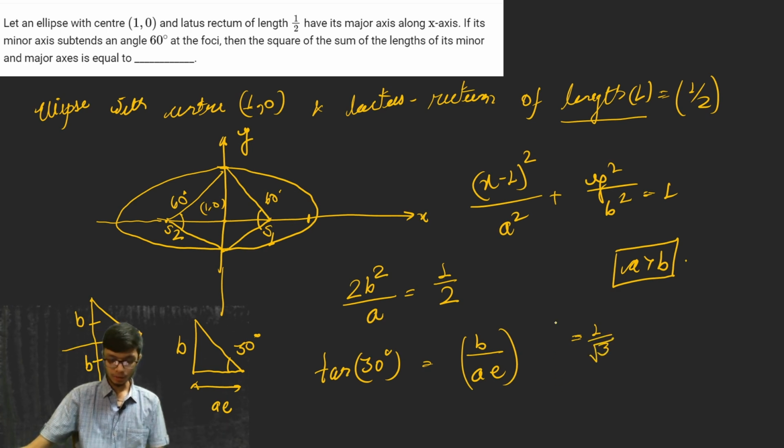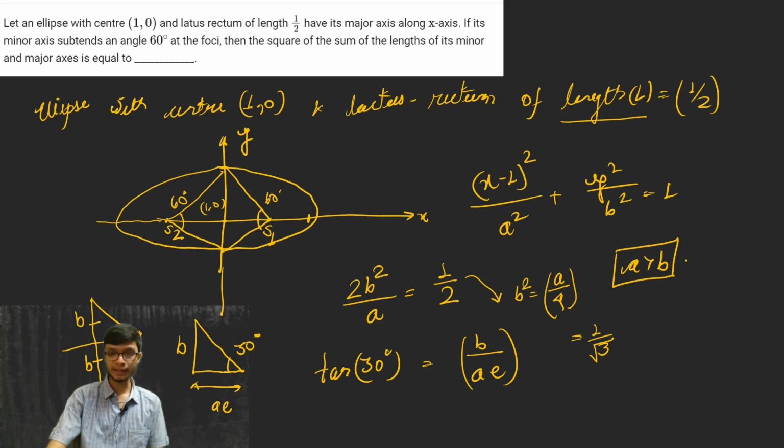Now from this particular expression I can get the value of b square as a by 4. Okay, I can get b square as a by 4. And now if I have b square as a by 4, I can square this particular equation. So let us do that in the next page.